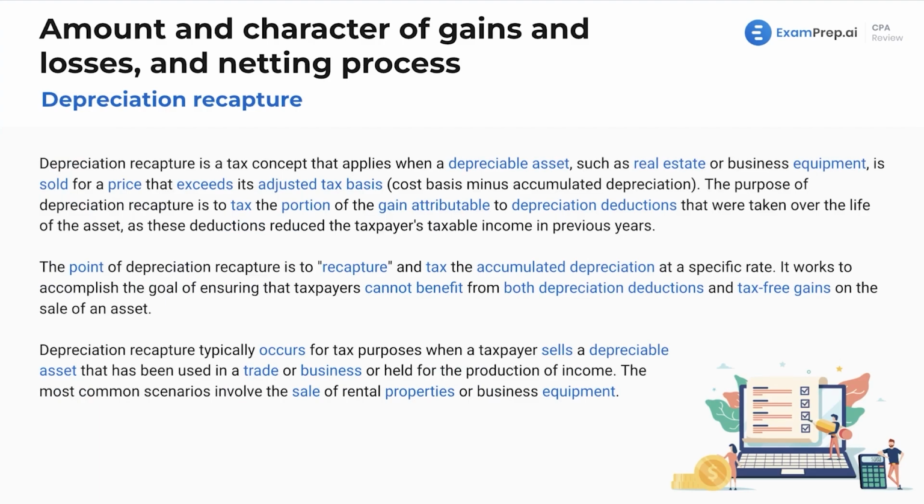Depreciation recapture, I mentioned a little bit about what it was before, but let's actually have a dedicated slide about it. This is a tax concept that applies when a depreciable asset, such as real estate or business equipment, is sold for a price that exceeds its adjusted tax basis, which we know the adjusted basis is the cost minus accumulated depreciation, plus maybe any additions or improvements. The purpose of depreciation recapture is to tax the portion of the gain attributable to depreciation deductions that were taken over the life of the asset, as these deductions reduce the taxpayer's taxable income in previous years.